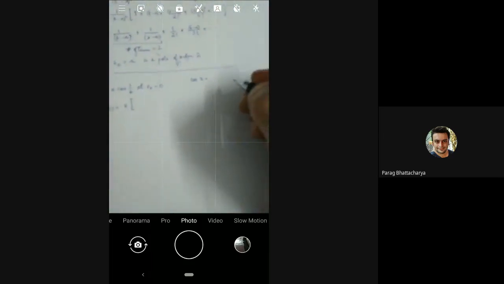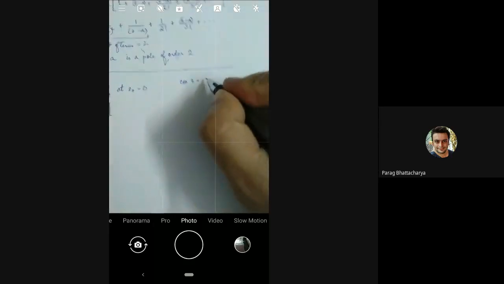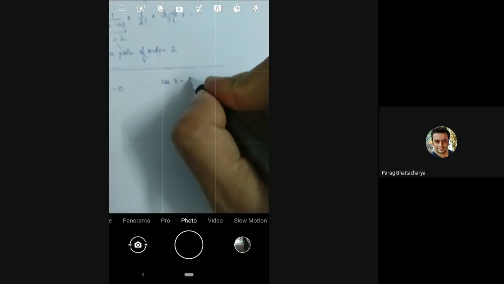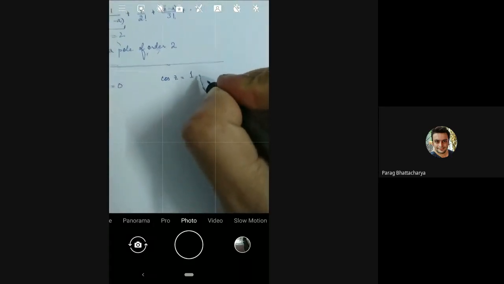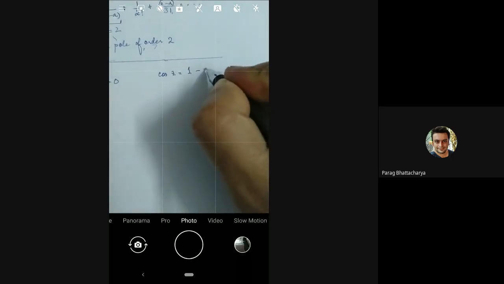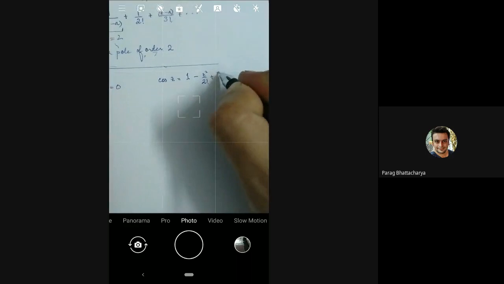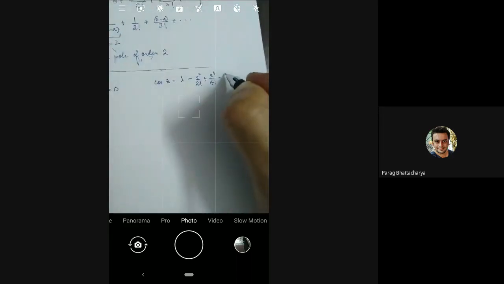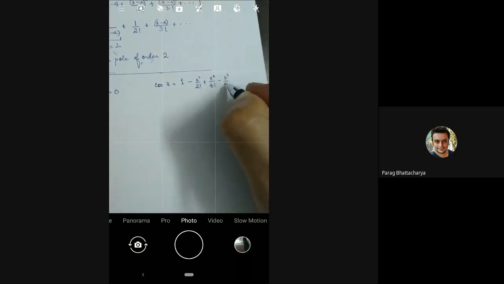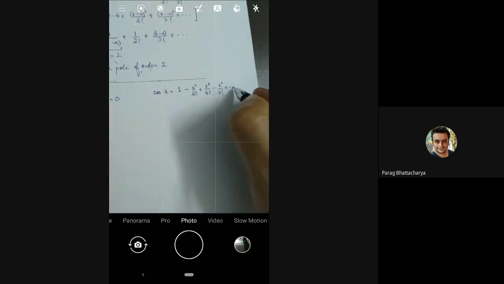Cos of z, what is the expansion? Cos will contain all even terms, with alternating plus and minus signs. So cos of z will be 1 minus z square by 2 factorial plus z to the power 4 by 4 factorial minus z to the power 6 by 6 factorial plus minus and so on. So this is the cos.